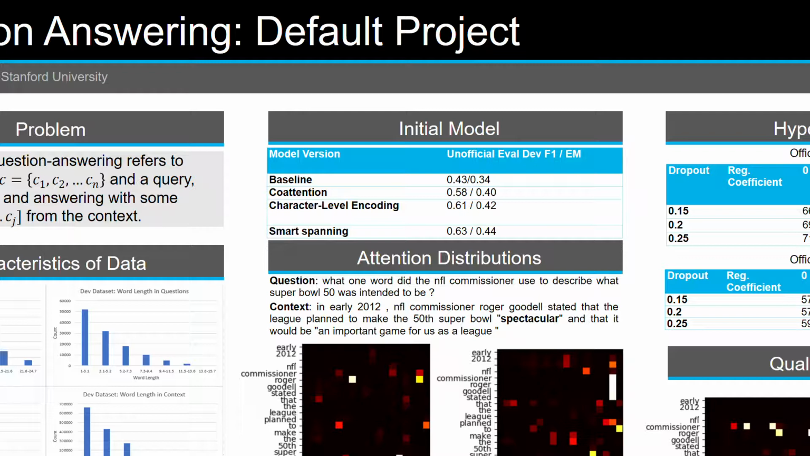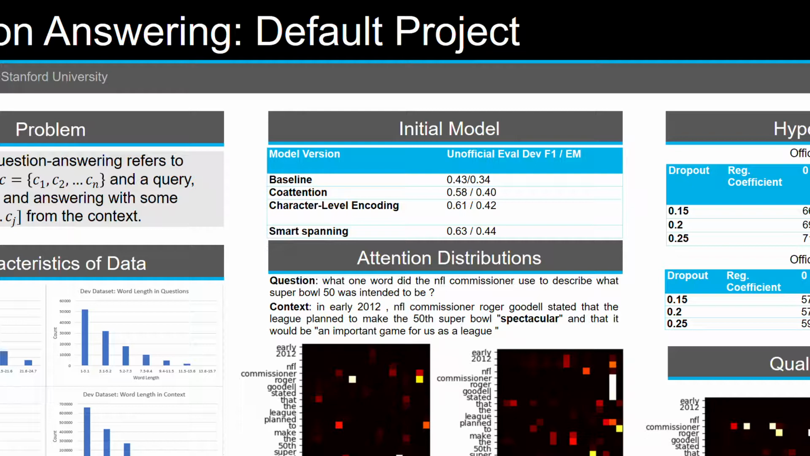But this was done as an unofficial dev score to get me started, and I knew from the beginning I was probably going to focus more on tuning my hyperparameters. But even here we see that my baseline, after 15,000 iterations, had performance of 0.43, 0.034, F1 to EM, and then co-attention gave it a little boost on both fronts, and then character level encoding gave it another boost, and then smart spanning gave it a final boost.